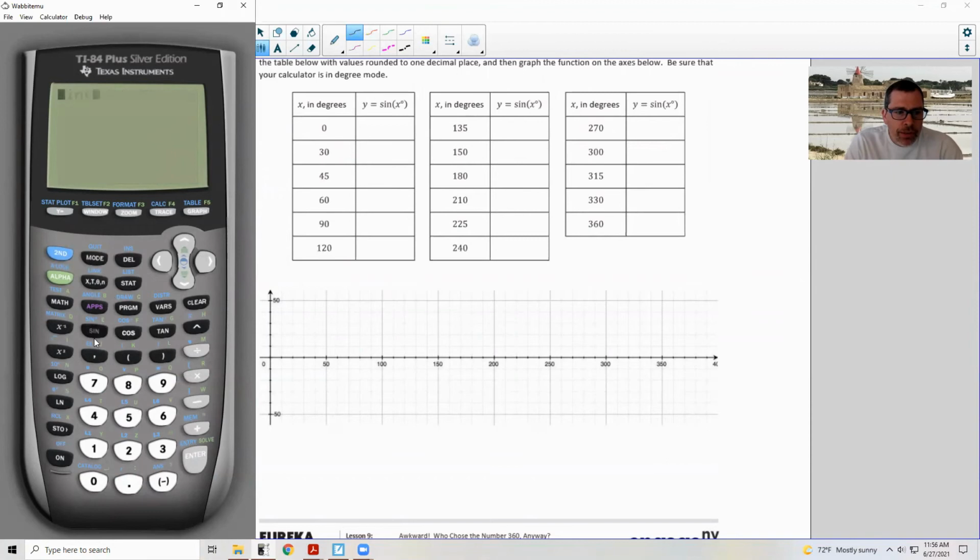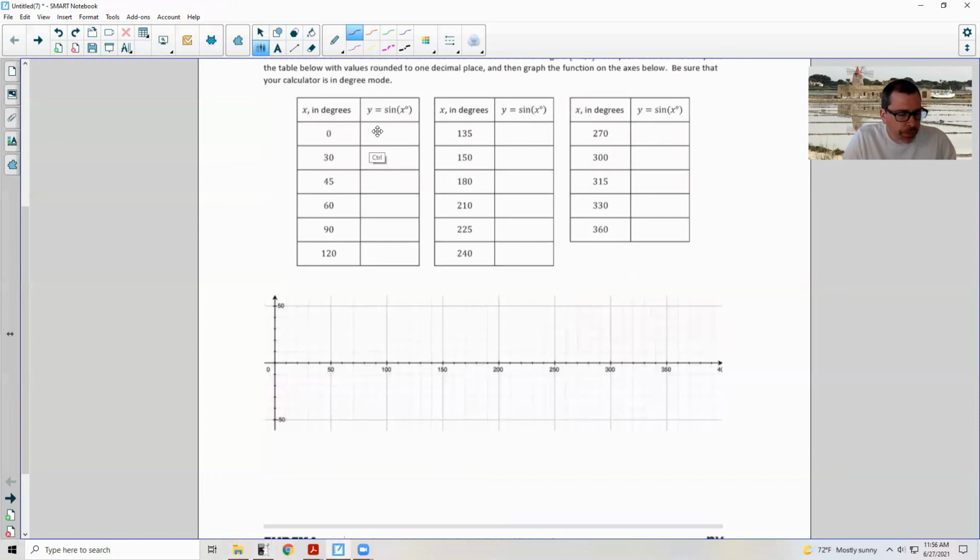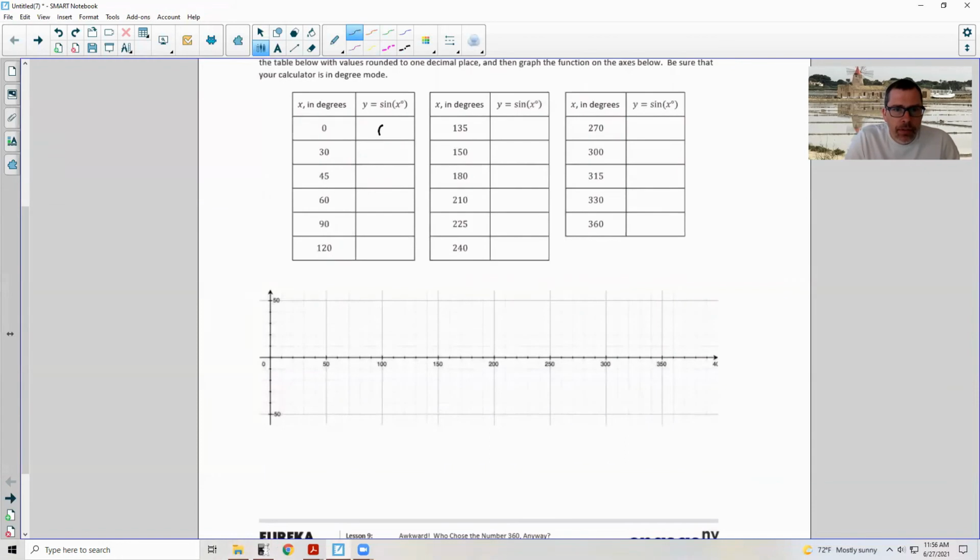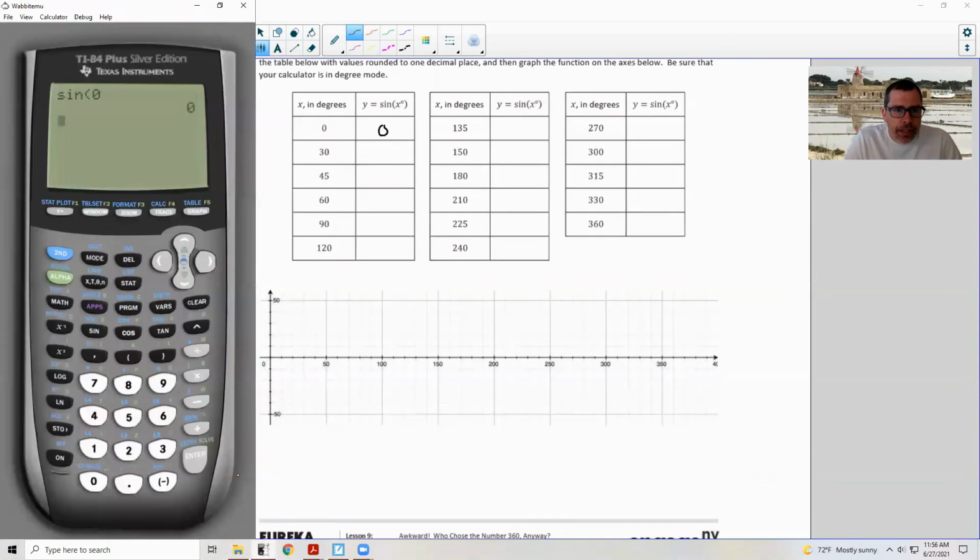You just say sine of 0, and y is the sine, so it's going to be 0. It says round to 1 decimal place, so that's just going to be 0. Okay. And then sine of 30 should be a half, 0.5.